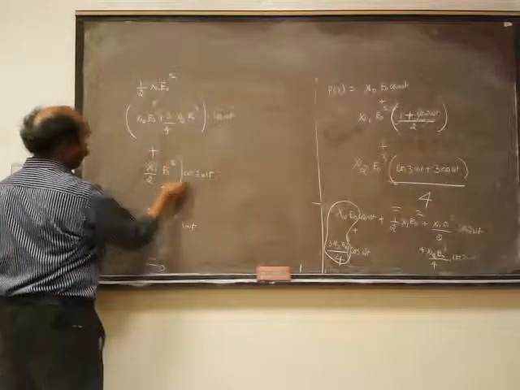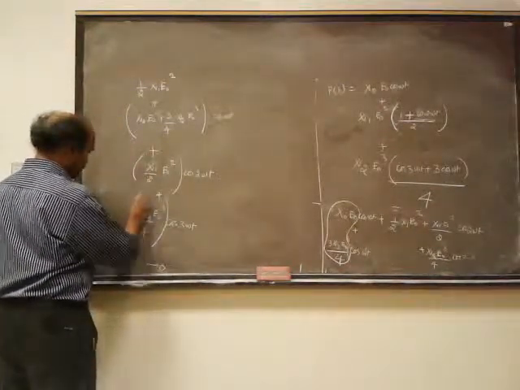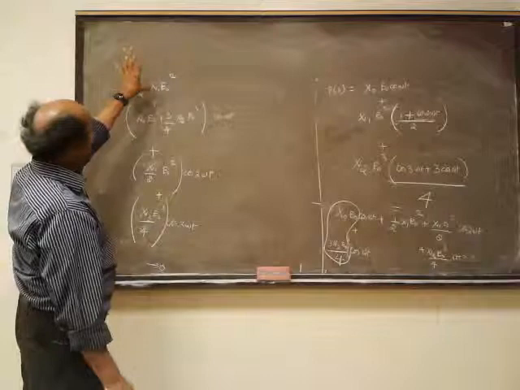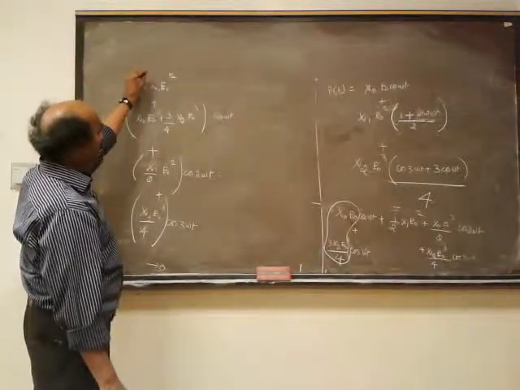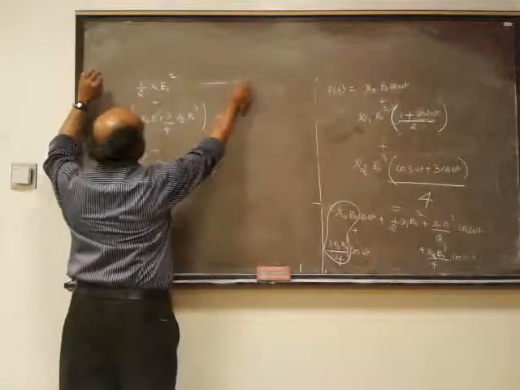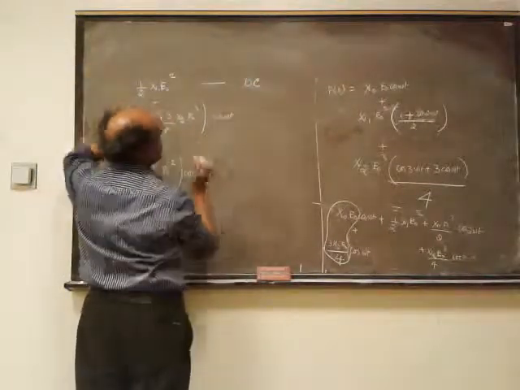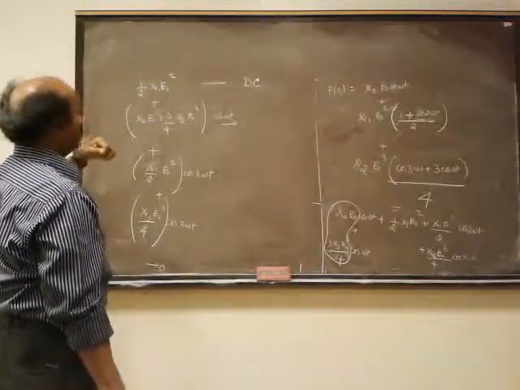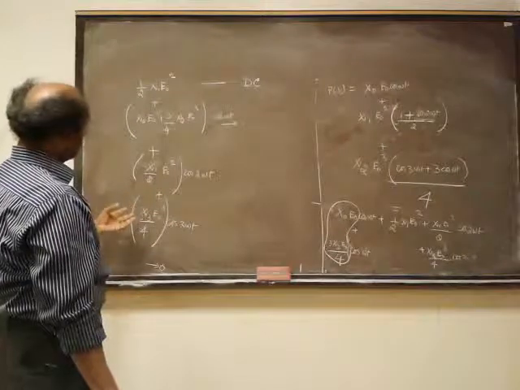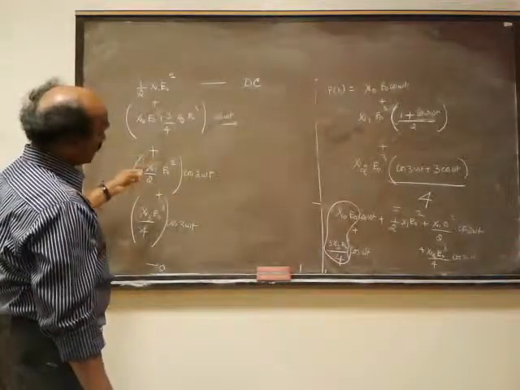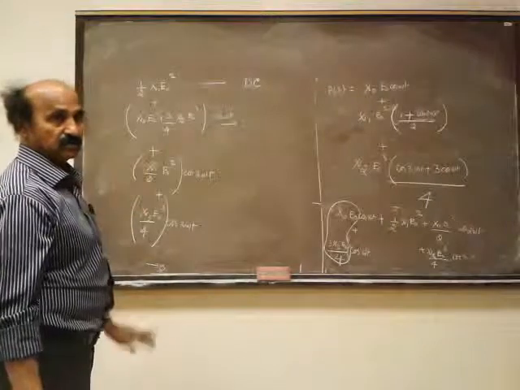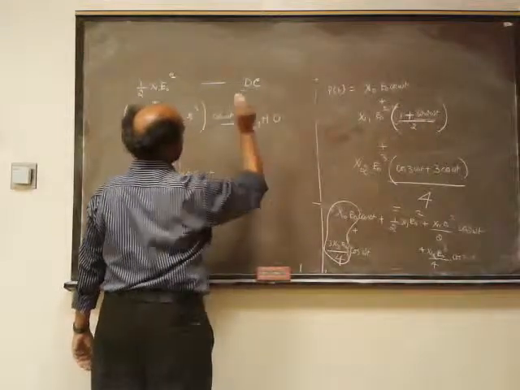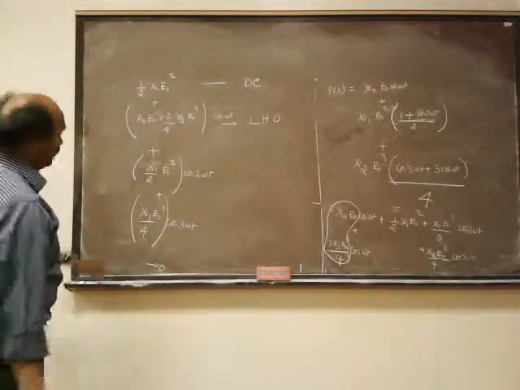Now, put all this. Now this represents a term which is not dependent on frequency. This is called the direct current. And here is a term, a polarization which has the same frequency as the incident frequency. Linear. So this is called linear harmonic oscillator.